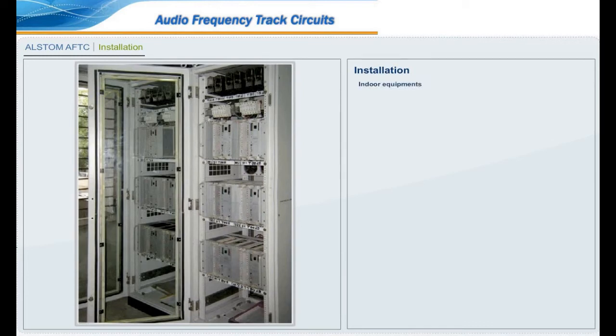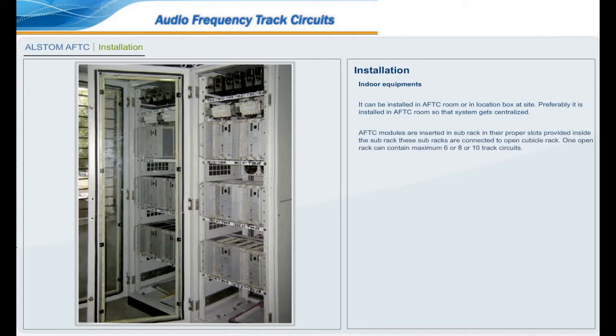Installation: indoor equipment. It can be installed in the AFTC room or in a location box at site. Preferably it is installed in the AFTC room so that the system gets centralized. AFTC modules are inserted in the subrack in their proper slots provided inside the subrack. These subracks are connected to an open cubicle rack. One open rack can contain a maximum of 6, 8 or 10 track circuits.